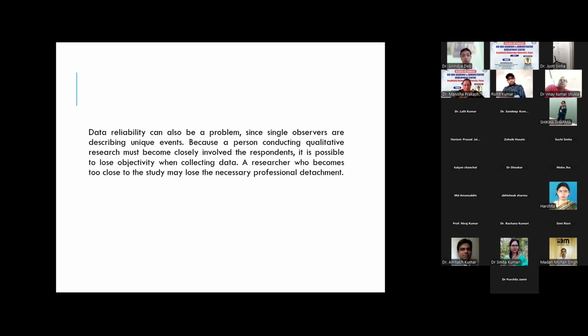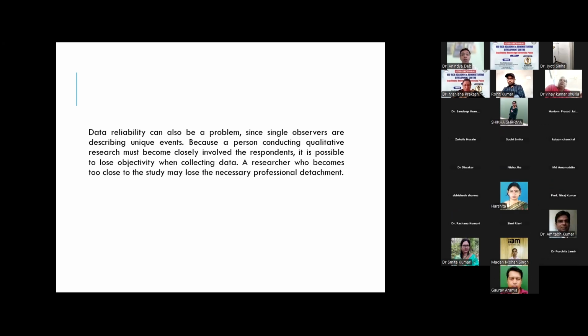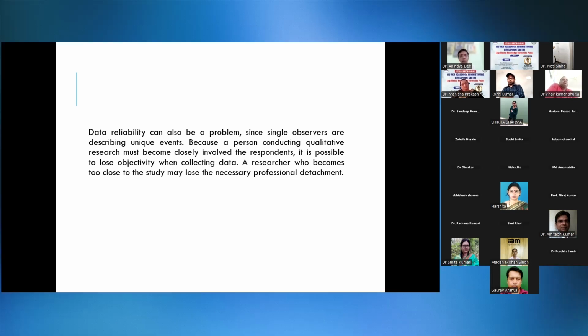Data reliability can also be a problem, since single observers are describing unique events. Because a person conducting qualitative research must become closely involved with the respondents, it is possible to lose objectivity when collecting data. A researcher who becomes too close to the study may lose the necessary professional detachment. To explain how a researcher actually loses objectivity or professional detachment, there is a particular research method called participant observation. What happens in participant observation?